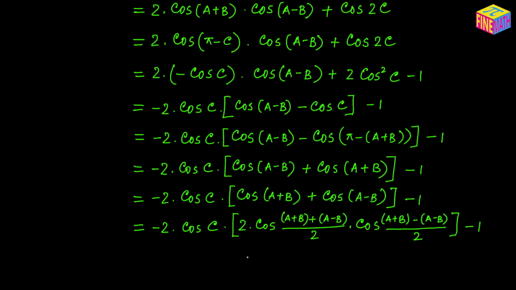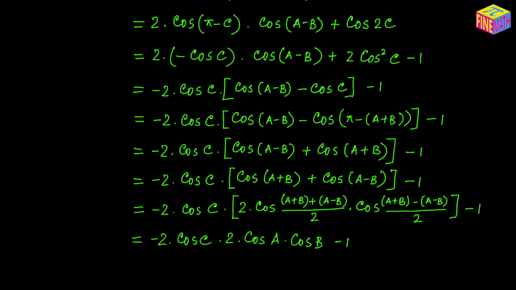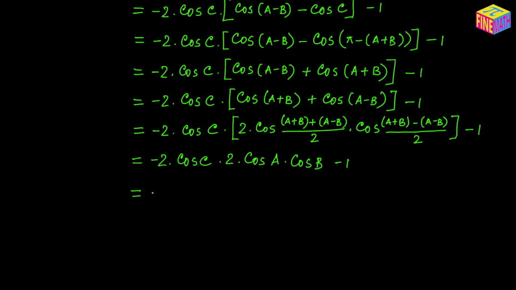Now let's simplify this. So this can be written as negative 2 times cosine of C times 2 times cosine of A. You see it will be 2A over 2, so that will be cosine of A, and then times the other one will become cosine of B, because it will be cosine of 2B over 2, so that will be cosine of B, and then of course we have a negative 1 outside, and from here we can write this as negative 4, because we have a 2 there and another 2 here, so we have negative 4 times cosine of A times cosine of B times cosine of C and minus 1, and that's exactly equal to our right hand side, and hence it has been proved.